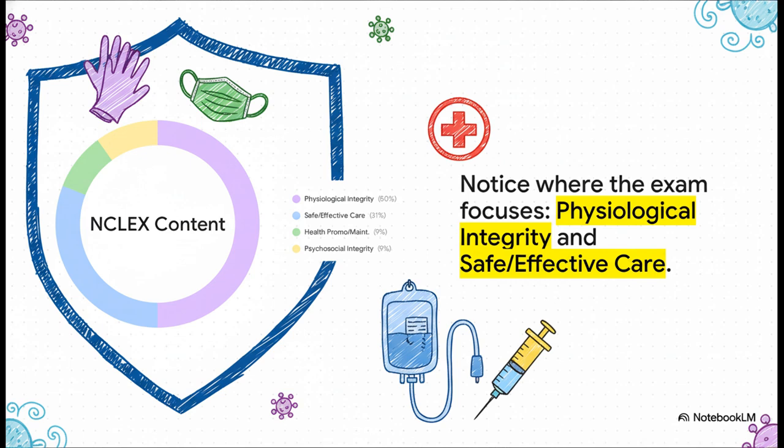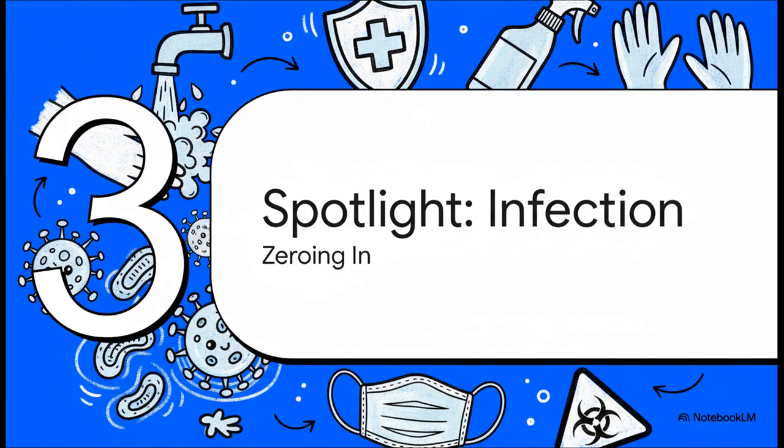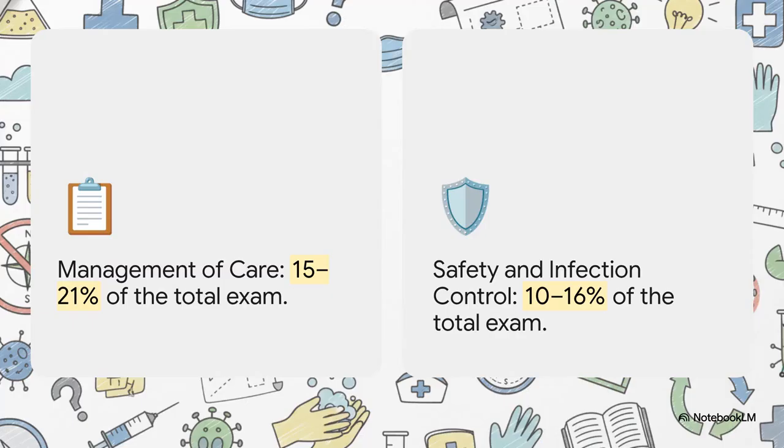This is a massive portion of your exam, and it's inside this category where we're going to find our target. Okay, so let's see how this builds. We're going to funnel down, taking that big, safe and effective care environment category and putting it under a microscope to find exactly where safety and infection control is hiding. As you can see, this category is actually split into 2 parts. You've got management of care on one side, but our focus today is on that second part, safety and infection control.